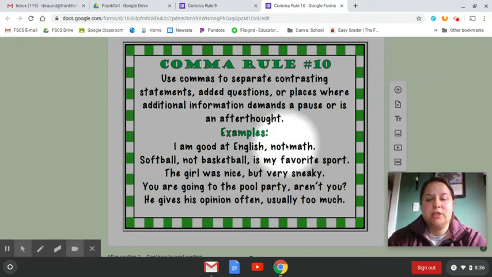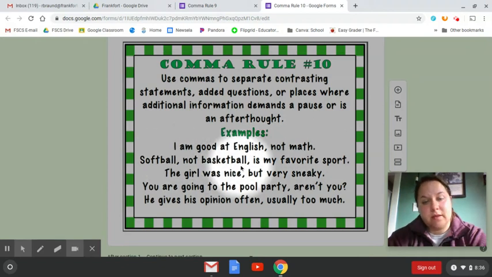I am good at English, not math. Notice that I am good at English is a sentence on its own. Not math is a contrasting statement. It's showing the opposite. Therefore, this piece, which is also an afterthought, right? You don't need the words not math to make the sentence complete. You need to have a comma to set that off.